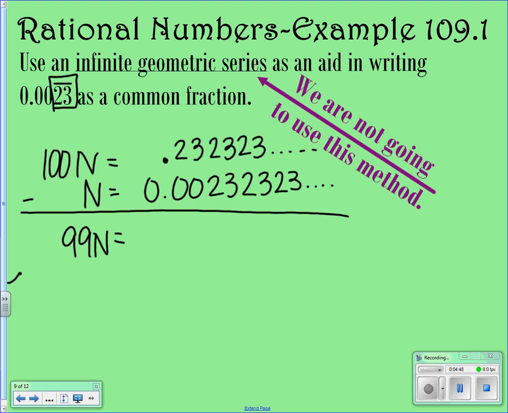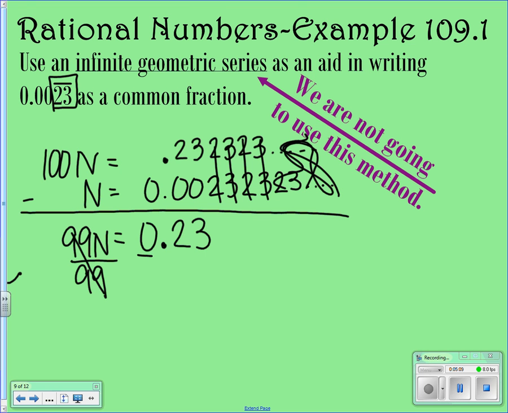And now I'm going to start at the end. All of this stuff is repeating, so they cancel. And those cancel. And all we're left with is 0.23. That's all that is left because all of the other stuff canceled out. And so now we divide by 99. And so I have that my number is 0.23 over 99.